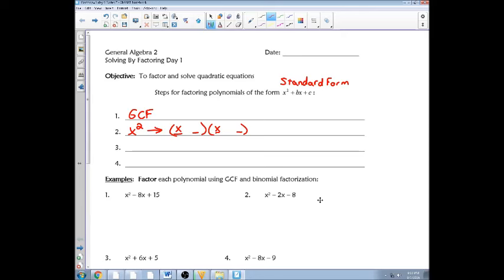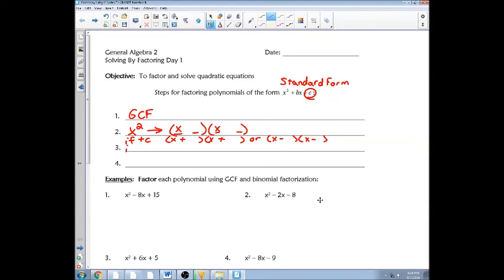Okay. Step 3, this is probably one of the more difficult steps because there are a few different things you can do here. So if our c value is positive, what's going to happen is inside our parentheses, remember we already have an x at the beginning, right? What's going to happen inside our parentheses is we'll either have a positive and a positive, or we will have a negative and a negative. We will talk about what we fill in that back part in a second, okay?